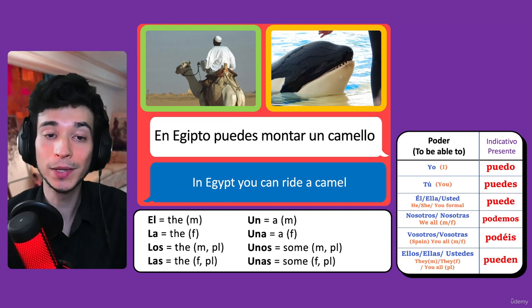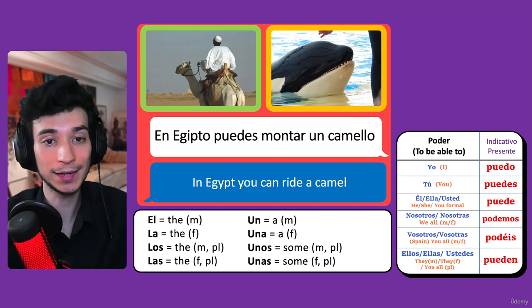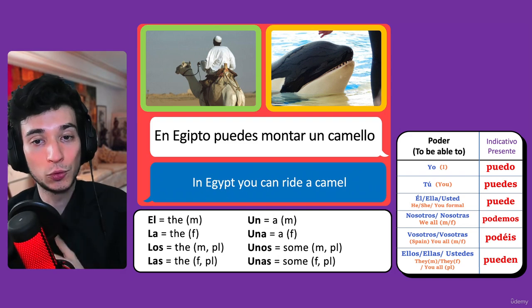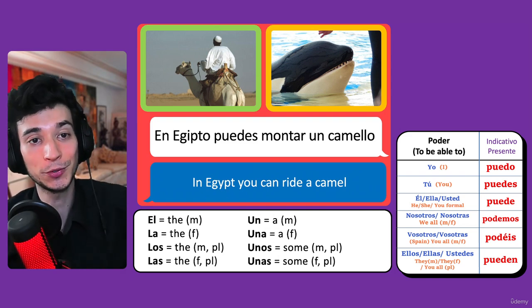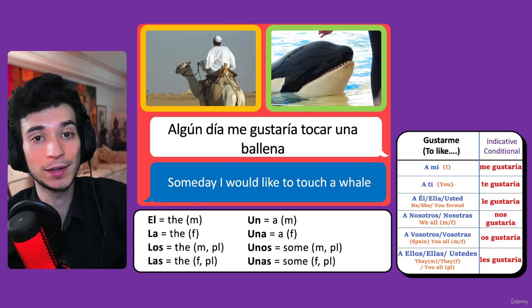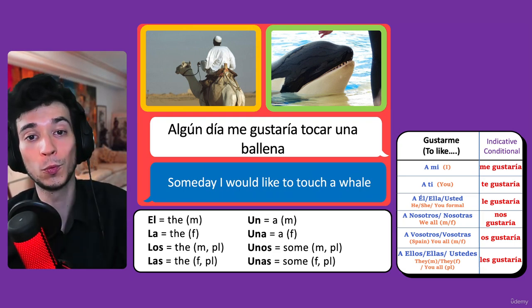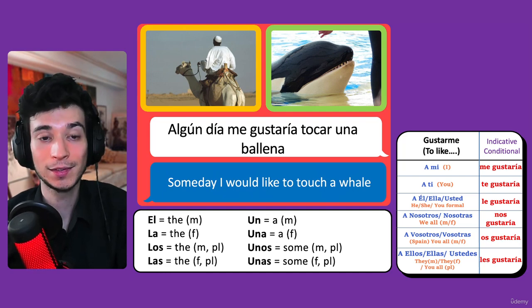So montar means to ride. Montar. And in this case, we conjugate poder. You can, tú puedes, montar un camello. And the next one. Algún día me gustaría tocar una ballena.